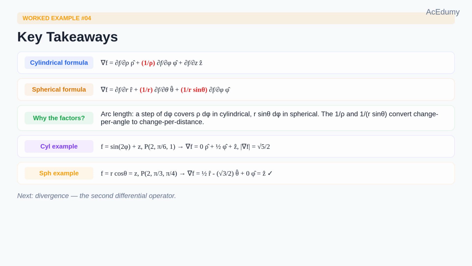In the next worked example, we will introduce divergence, the second differential operator, and compute it on a vector field.